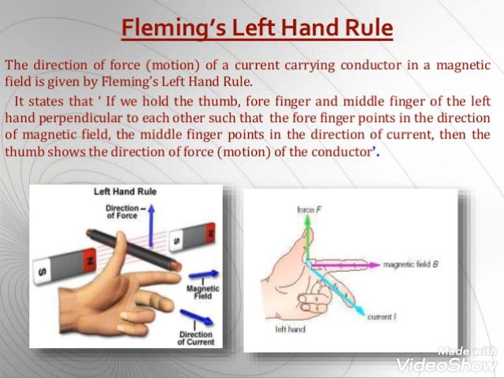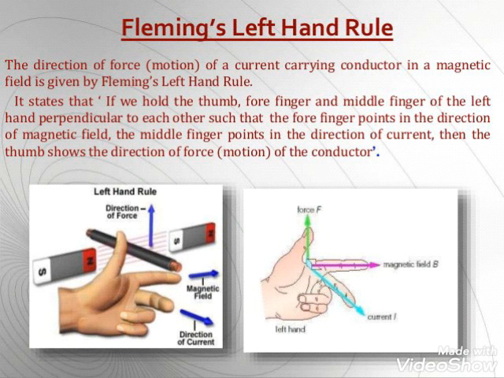Now I will tell you a trick to remember these words: force, magnetic field and current. You can learn it by father, mother, child. Father means force, F. Mother means M, that is magnetic field. Child means C, that is current.